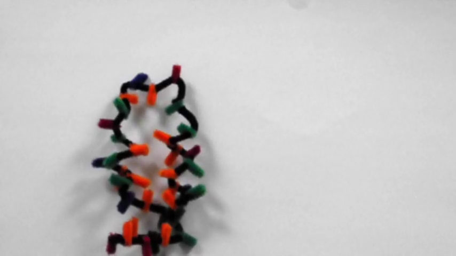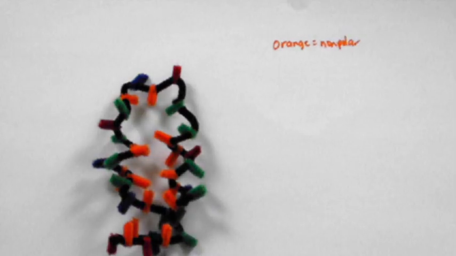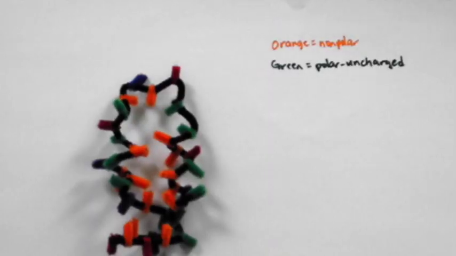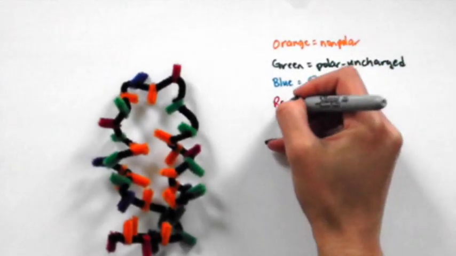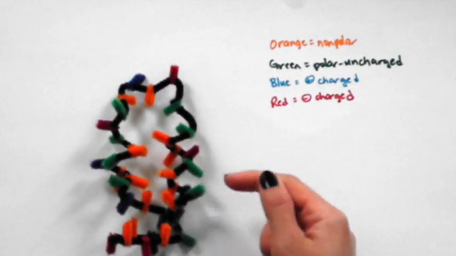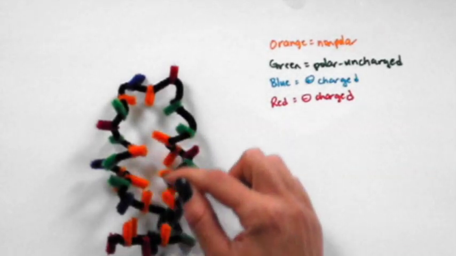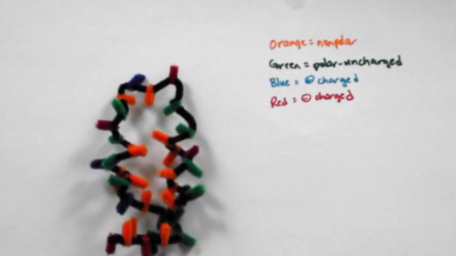Here we have another pipe cleaner protein, this time showing the tertiary structure. The polypeptide backbone this time is black, nonpolar side chains are orange, polar but uncharged side chains are green, positively charged side chains are blue, and negatively charged side chains are red. You can see that there are two alpha helices in this protein. They interact with each other due to the hydrophobic effect, which causes all of these orange nonpolar side chains to be buried on the inside of the protein. That interaction will also be stabilized by van der Waals forces.